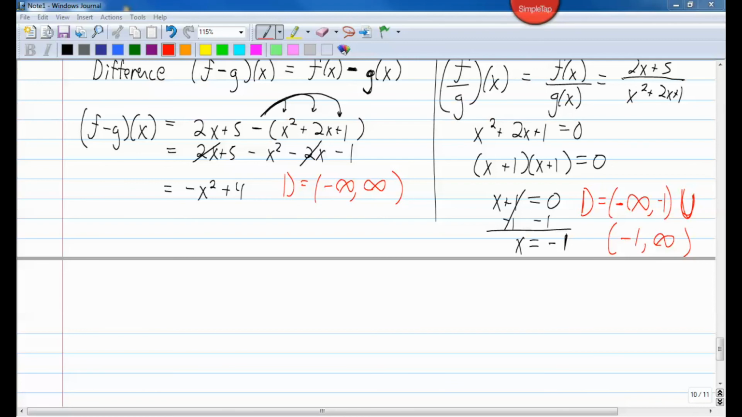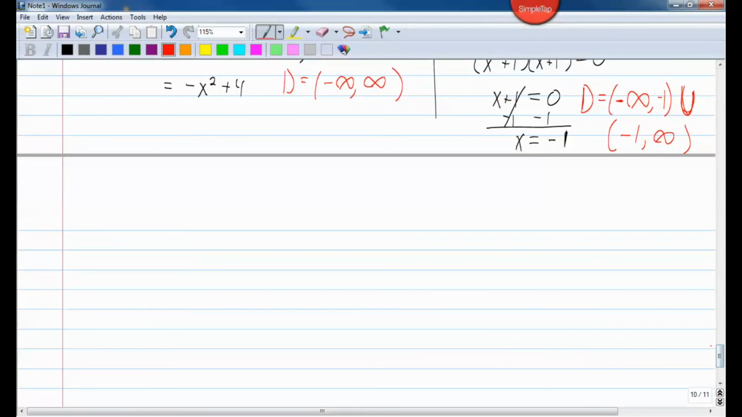All right. Now, let's take a look at composite functions.